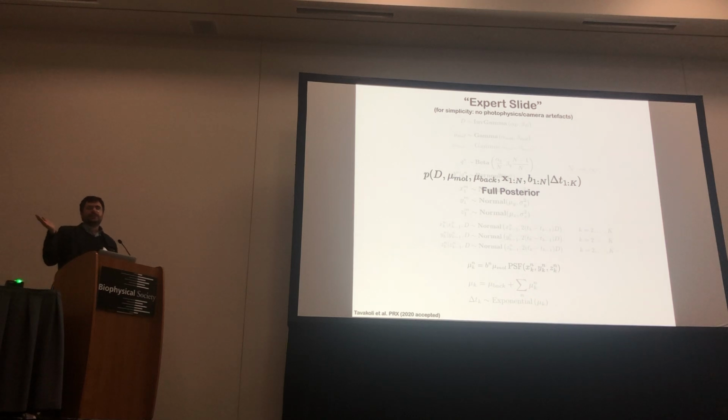Now we get the central object of interest, which is the full posterior. What we get from this analysis is the probability of the diffusion coefficient, the emission rates, the positions of the molecules, and their identity as to whether they're contributing to the signal or not, given the data. And I would probably say that 90% of my lab's effort is ultimately devoted to learning ways of sampling from this posterior in order to do these calculations efficiently, such that someone can just click a button on a GUI and get an answer a couple of hours later.